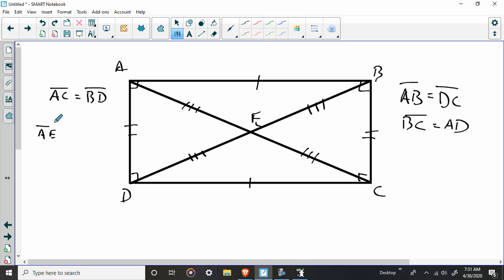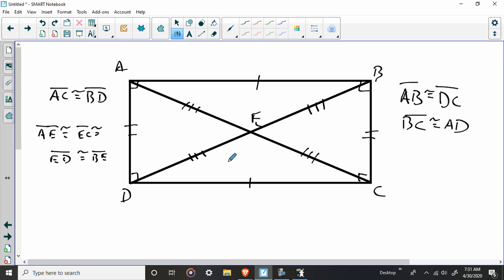AE, sorry, I should be putting congruent signs. I know you guys are all screaming at the screen right there. AE is congruent to EC, is congruent to ED, is congruent to BE. So all these, in addition to the whole diagonals being the same length, since they're all bisected because it still has the properties of a parallelogram, all four of these things are congruent to each other.